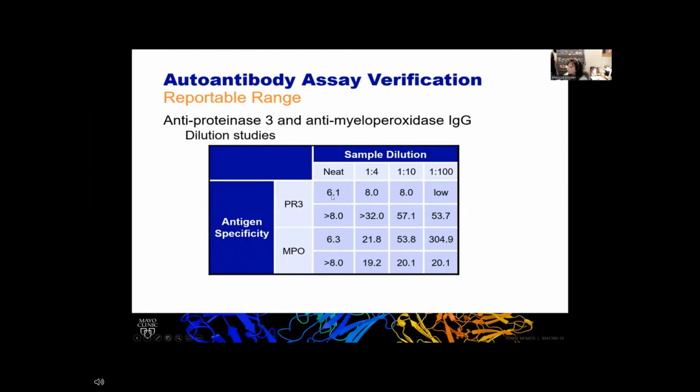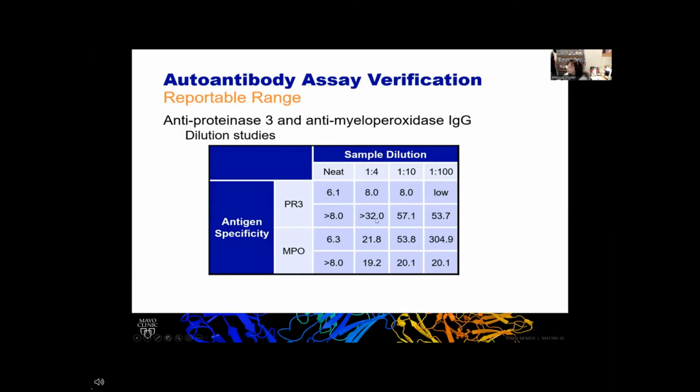And you can see for PR3 that for this first sample, when we did the 1 to 4 and the 1 to 10, we got very close to the value we would have expected based on the neat sample, taking into account these dilutions. When we got to the 1 to 100, the signal was below the AMR, so we couldn't calculate it. We saw the same thing with the second sample where we started with a greater than 8 value.